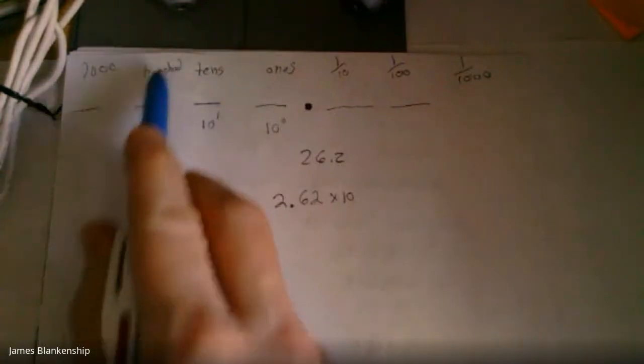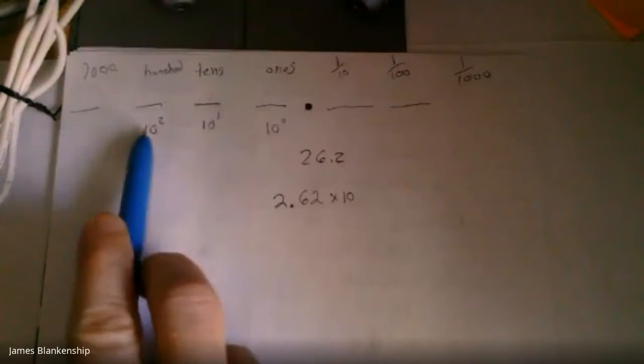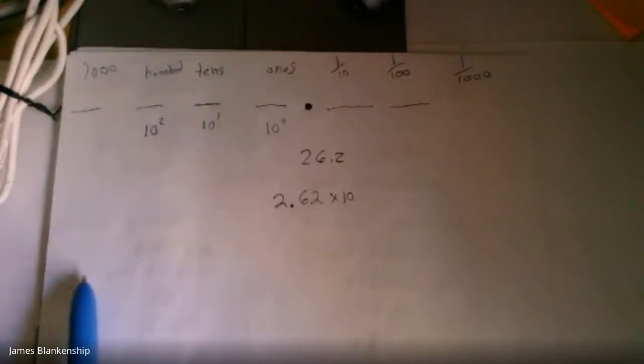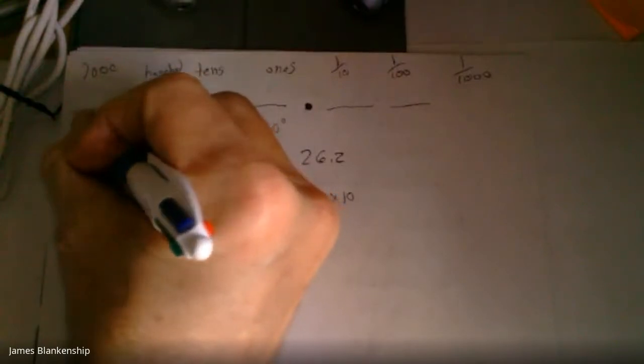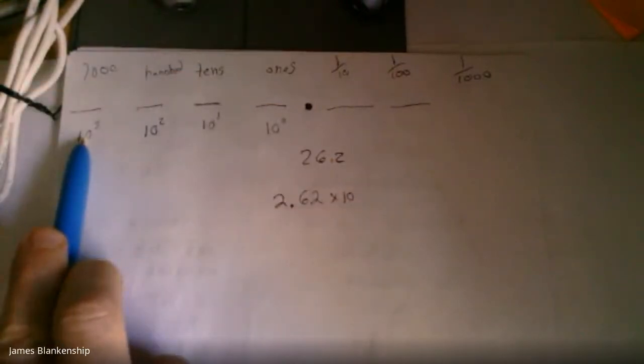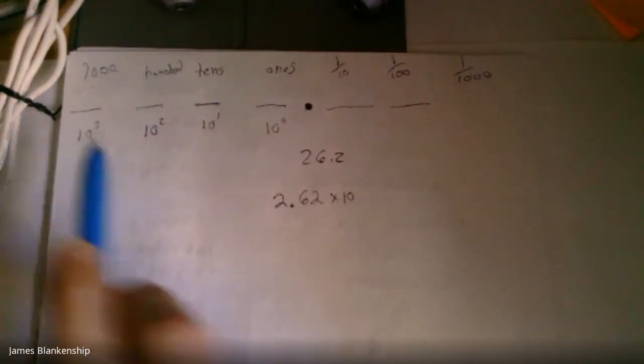Anything that's 10 is basically 10 to the first. Anything that's to the 100 is going to be 10 to the second. Think about 10 times 10, that's 100. Anything that's to 1,000 is going to be 10 to the third. You can think of that as 10 times 10 is 100 times another 10 is 1,000.